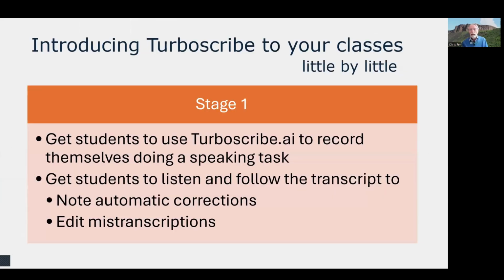So you may think that all those 9 steps is really a bit too much. I'm going to show you them all now, but you're teachers, and with your classes, you might want to introduce this whole idea little by little. And stage 1, which might last a couple of weeks or something, you might just say, I'm going to get my students to use TurboScribe AI to record themselves and get them to follow the transcript, to note automatic corrections and edit any mistranscriptions. We'll talk about that later.